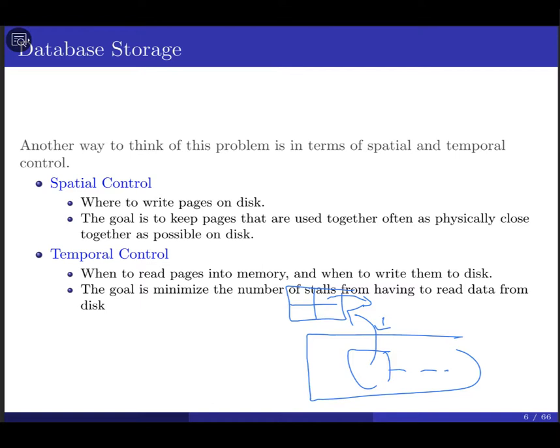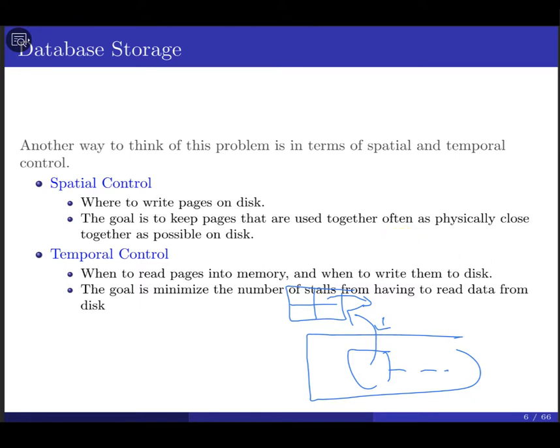So temporal control aims to what? To minimize the number of stalls, okay, from having the query that we're going to perform read or fetch data that's not in the memory from disk. If you don't have a smart policy or replacement policy, then for every single read or query, when someone asks at a high level for a specific page, you have to go and fetch the data from the disk if you don't have a smart way. So we're going to see how you can do it.